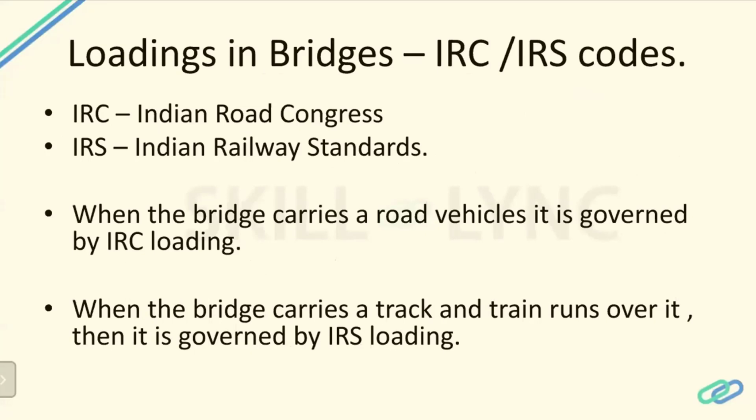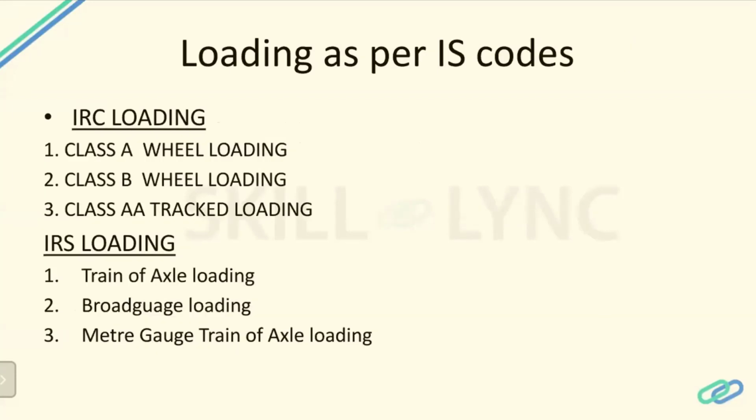Now come to the major thing, loadings in bridges, IRC and IRS codes. When the bridge carries road vehicles, it is called IRC loading, and when the bridge carries a train, it is called IRS loading. So we have the IRC classification: Class A wheel loading, Class B wheel loading, and Class AA tractor loading.